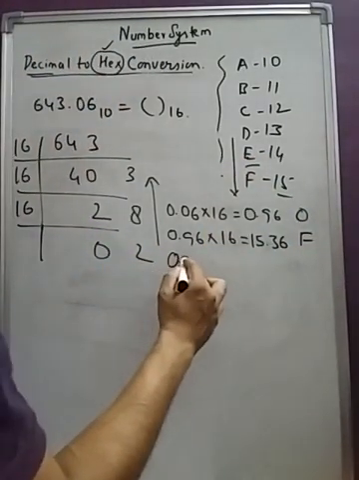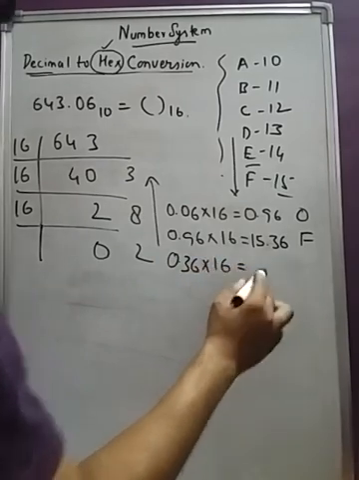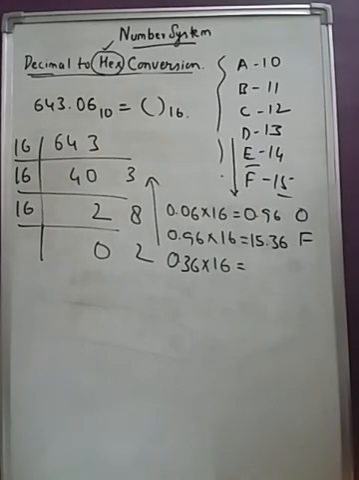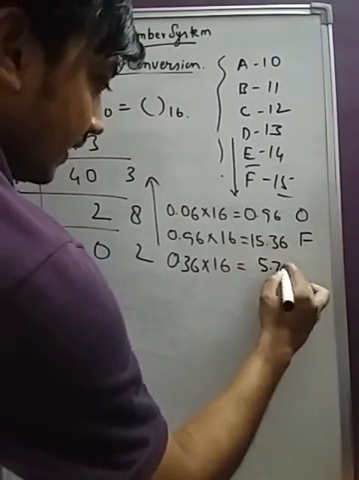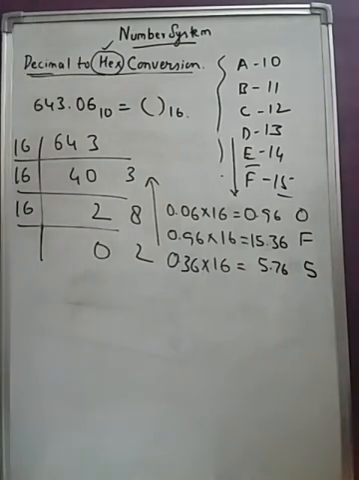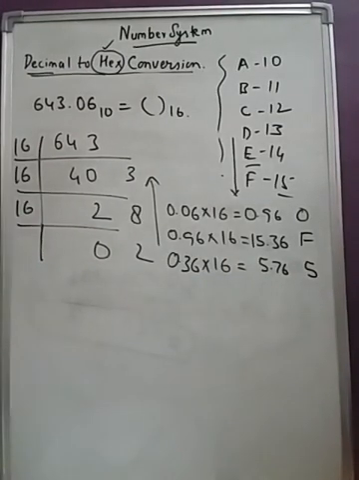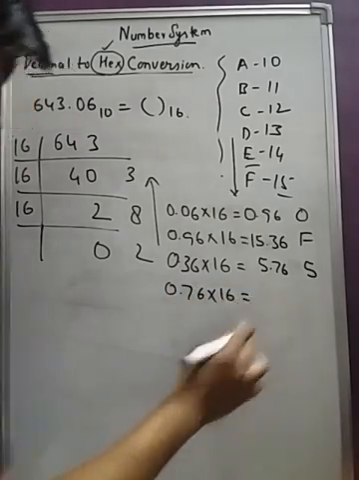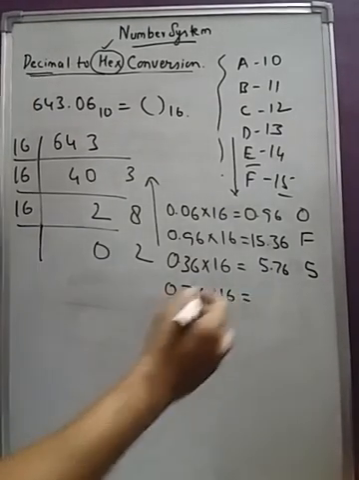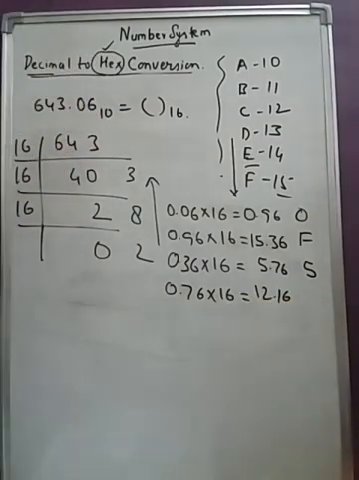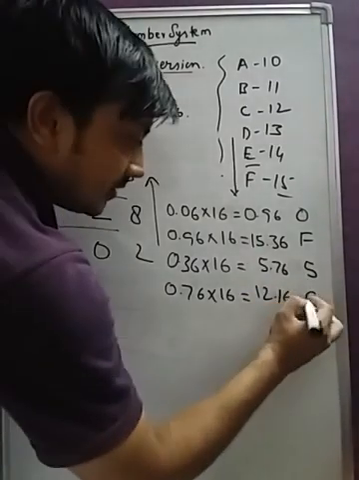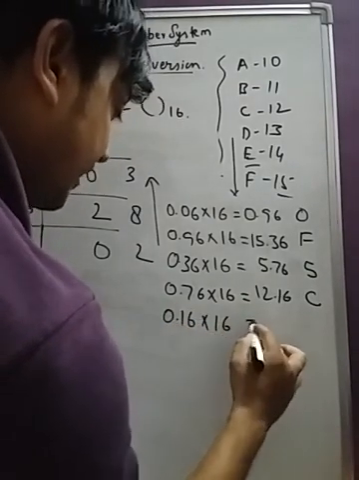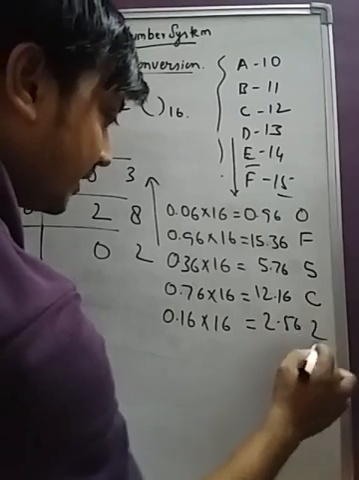Then 0.36 multiplied by 16 is equal to 5.76. 5 will be the remainder over here, and then in the next step you have 0.76 multiplied by 16, which is equal to 12.16. 12 gives you C on this side, and then 0.16 into 16 is equal to 2.56. 2 will be the remainder.